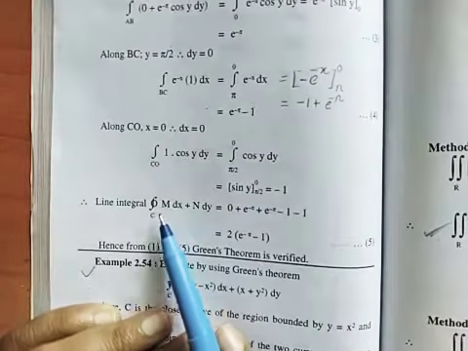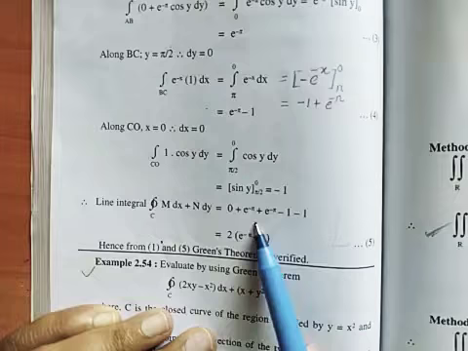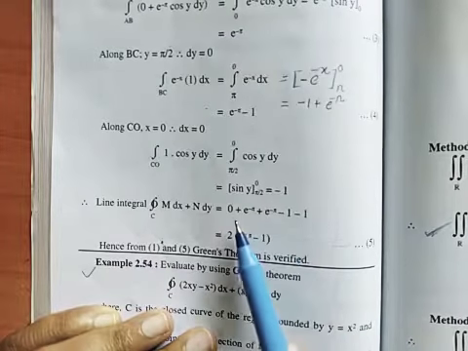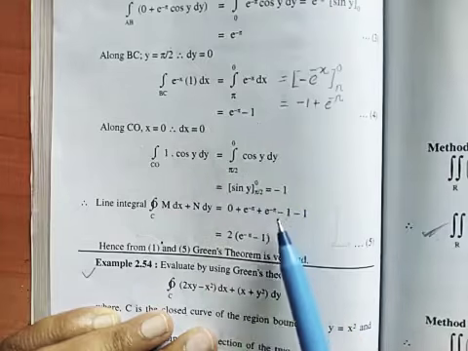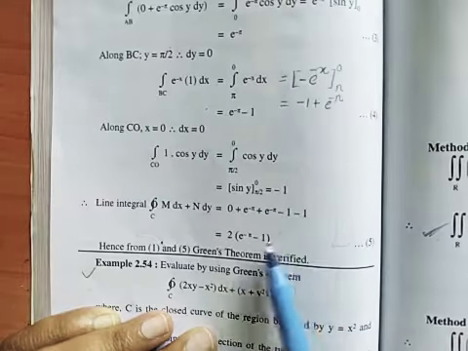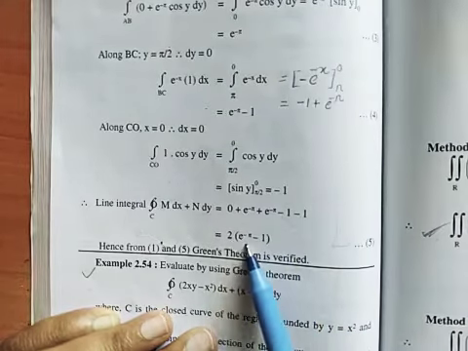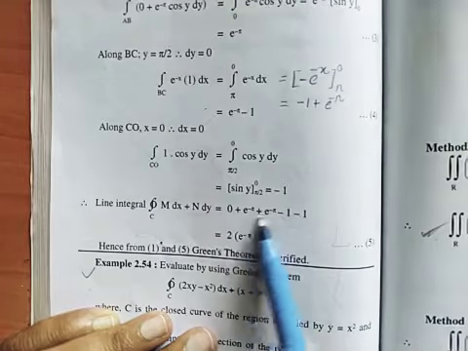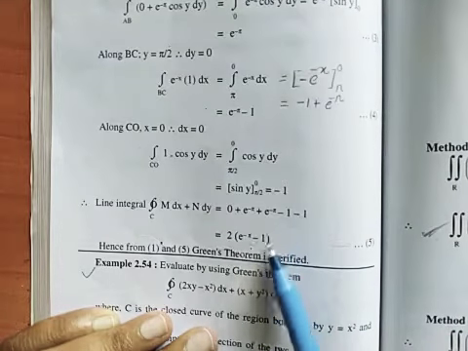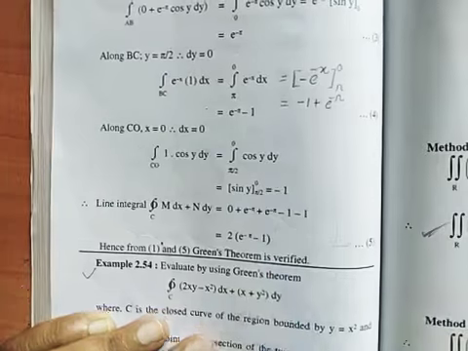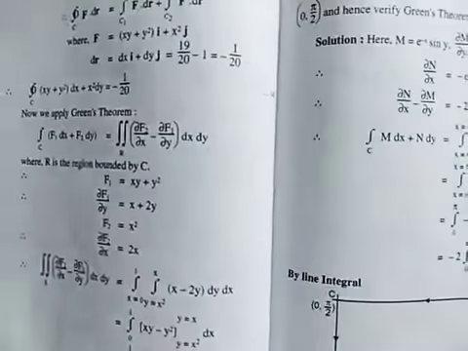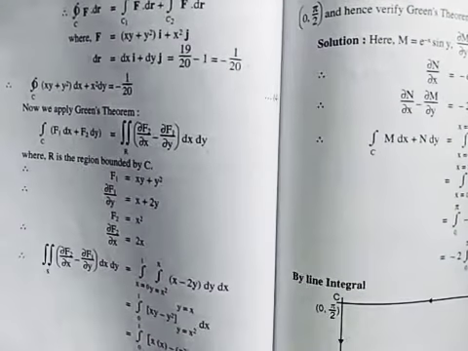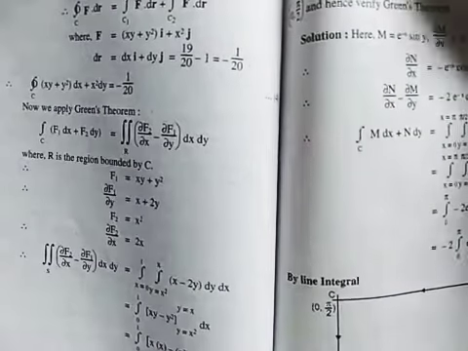Now integral over rectangle is what? Addition of all these 4 integrals. So first is 0 plus e raised to minus pi plus e raised to minus pi minus 1 minus 1. So finally what we get? 2 e raised to minus pi minus 1. Means what? Integral by line integral, and by double integral, here we can say that Green's theorem is satisfied because both sides of the formula are same.